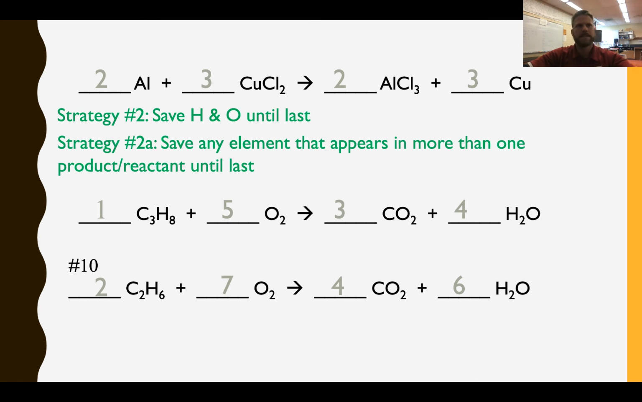Okay, time to pause the video and try a few of these. Utilize strategy 2, and maybe even strategy 1, on numbers 11, 12, and 13 on the balancing equations worksheet. When you have those reactions completed, press play to resume the video and learn about the third and final strategy.